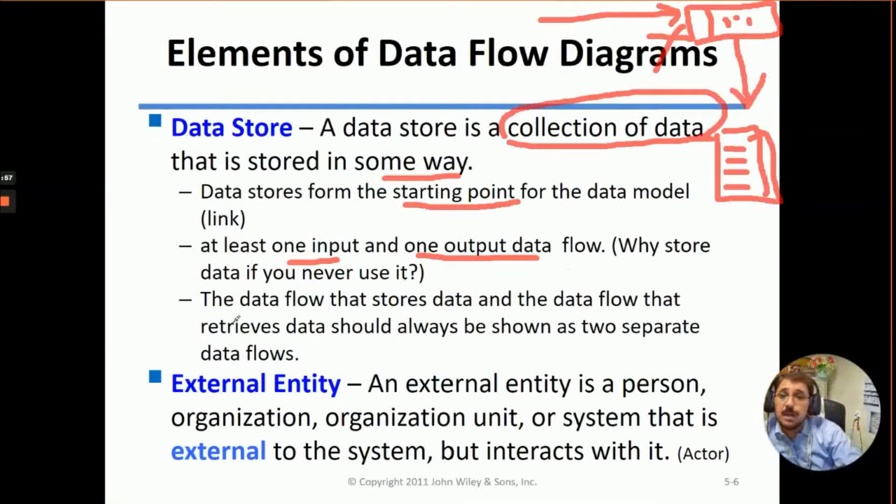And another thing, the data flow that stores data and the data flow that receives data should always be shown as two separate data flows. Note this point.